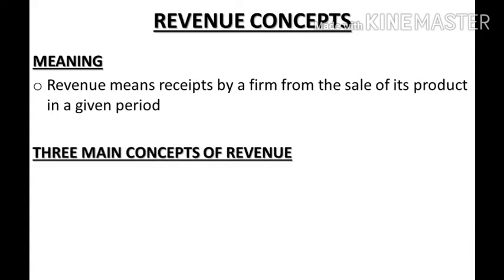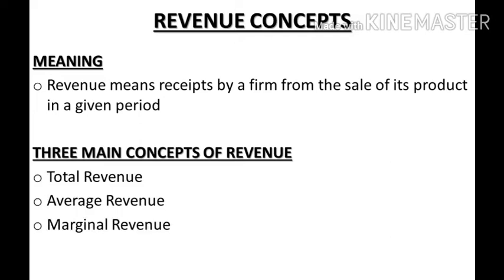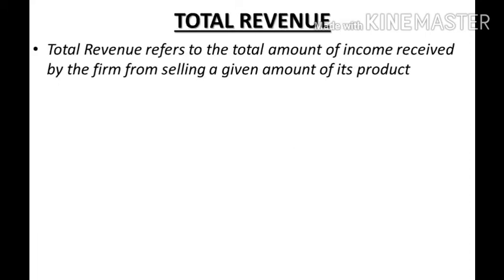There are three main concepts of revenue: total revenue, average revenue and marginal revenue. Total revenue refers to the total amount of income received by the firm from selling a given amount of its product. It is the total earning of the firm from the sale of its product. The formula for this is TR is equal to P into Q, that is price multiplied by quantity.